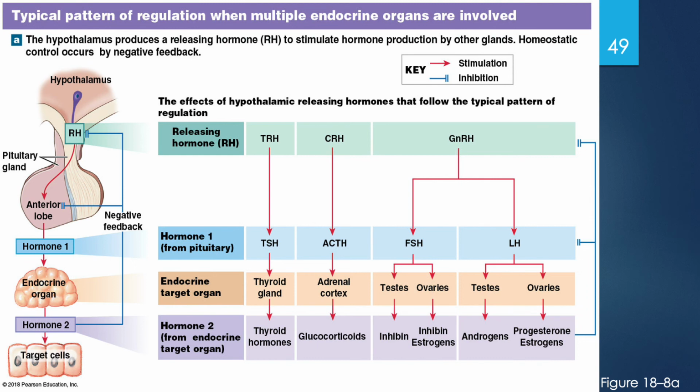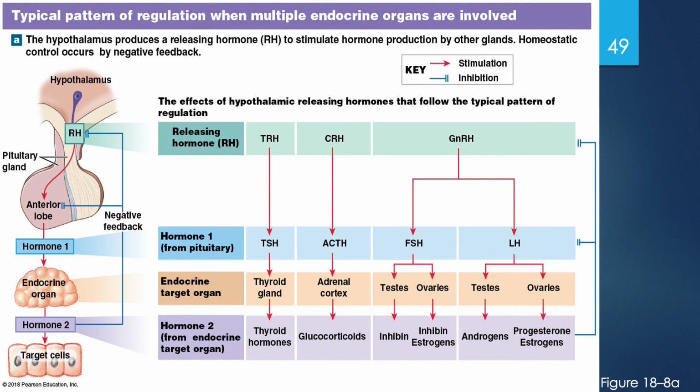Let's move over one more column to CRH. What we have here is corticotropin-releasing hormone being released from the hypothalamus. When it arrives at the pituitary gland, that produces ACTH, or adrenocorticotropic hormone. Cortico is the cortex, tropic is producing. So ACTH is telling the adrenal cortex to produce its hormones, and its hormones are glucocorticoids.